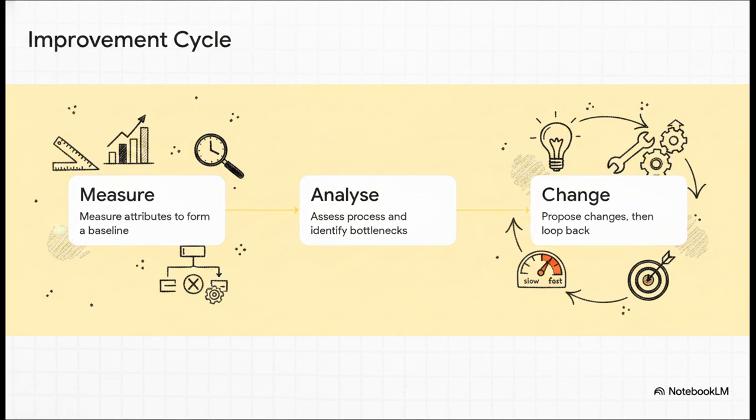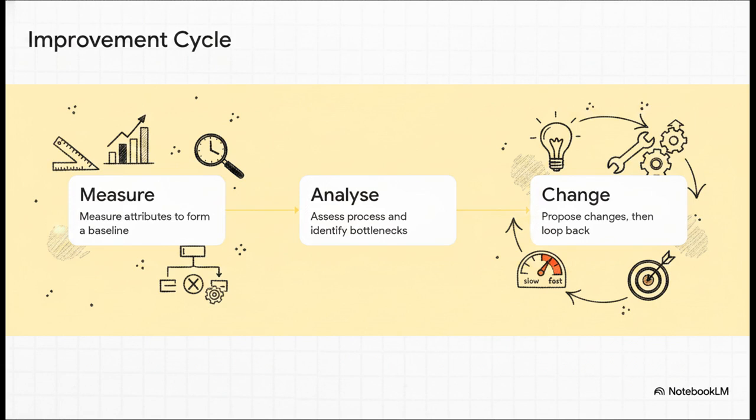And step 3 is change. Based on what you just analyzed, you propose and introduce changes to fix those specific weaknesses. And then what? Well, you loop right back to step 1. You remeasure to see if your changes actually did any good. Remember, this is a long-term, continuous activity. As the business environment shifts, your processes are going to constantly need to adapt. So, recapping the cycle.